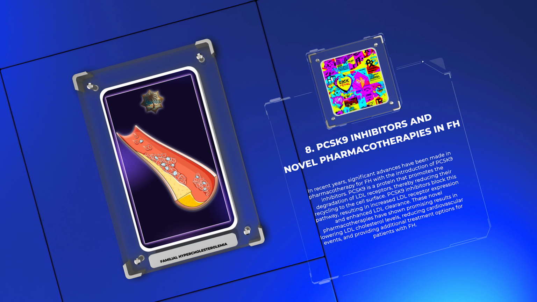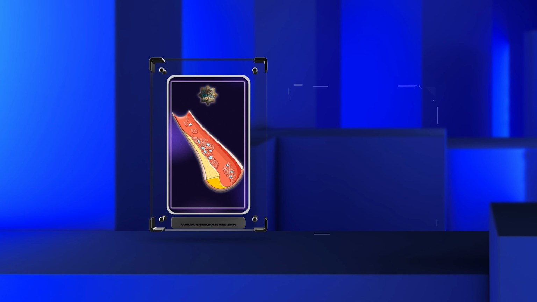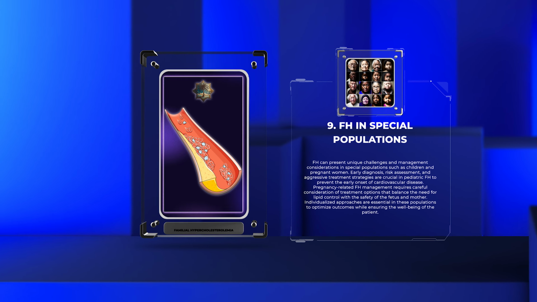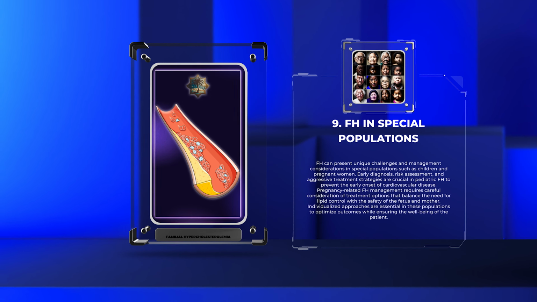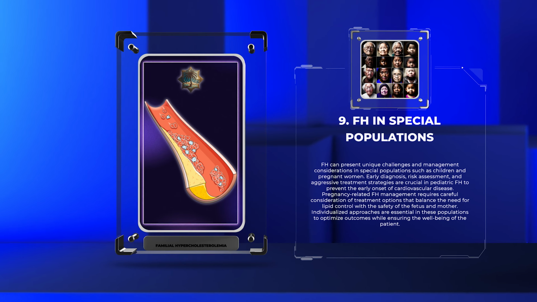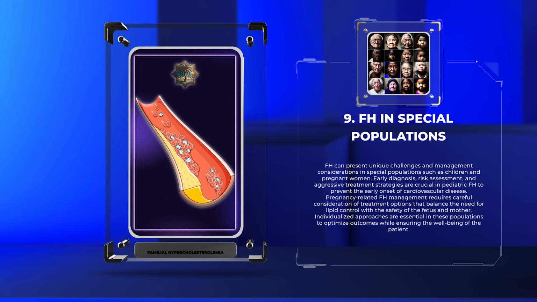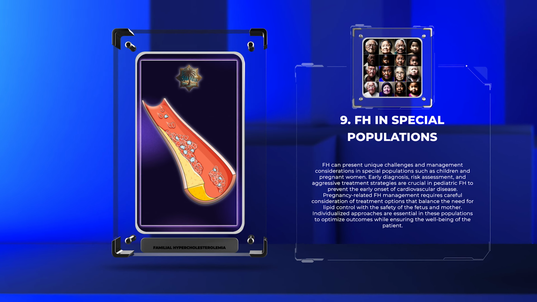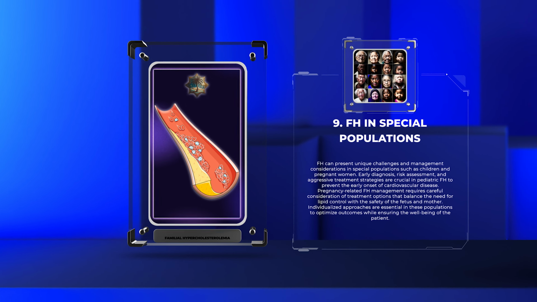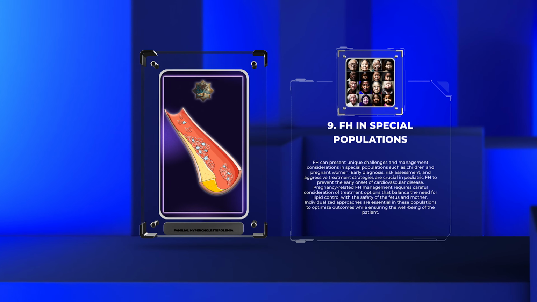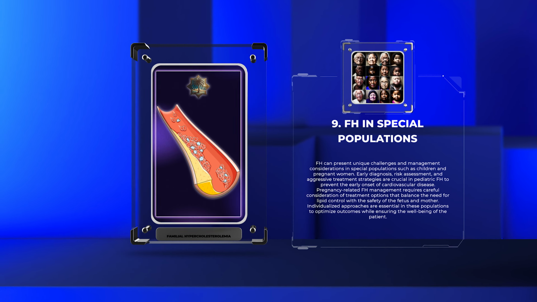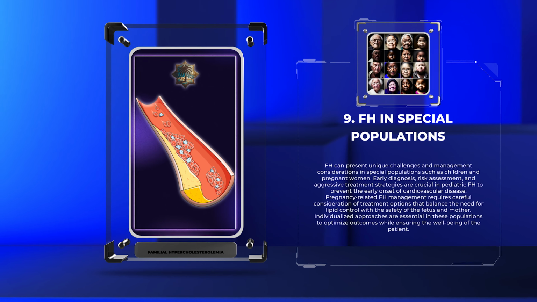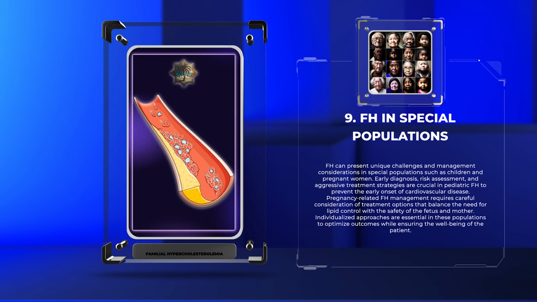FH can present unique challenges and management considerations in special populations such as children and pregnant women. Early diagnosis, risk assessment, and aggressive treatment strategies are crucial in pediatric FH to prevent the early onset of cardiovascular disease. Pregnancy-related FH management requires careful consideration of treatment options that balance the need for lipid control with the safety of the fetus and mother. Individualized approaches are essential in these populations to optimize outcomes while ensuring the well-being of the patient.